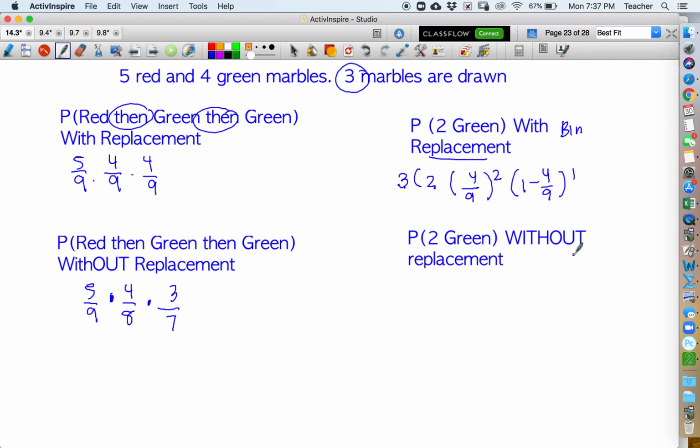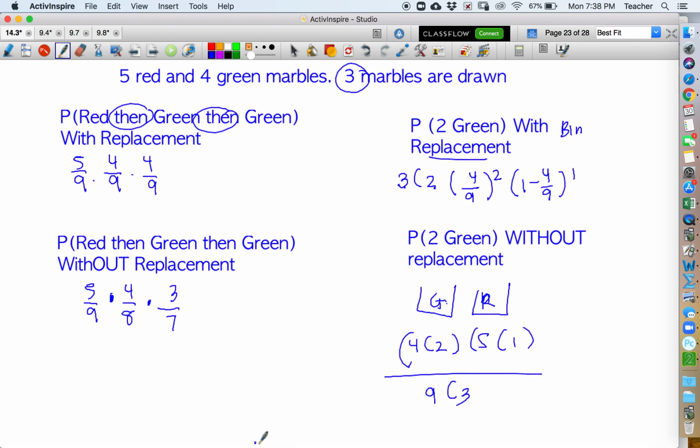2 greens without replacement. So here's the pile of green and here's the other pile of red, non-green. Out of this pile of 4 green, you want to pick 2 of them. Out of this pile of 5 red, you're going to pick 1 of them. And out of the pile of 9, you're picking 3 of them.